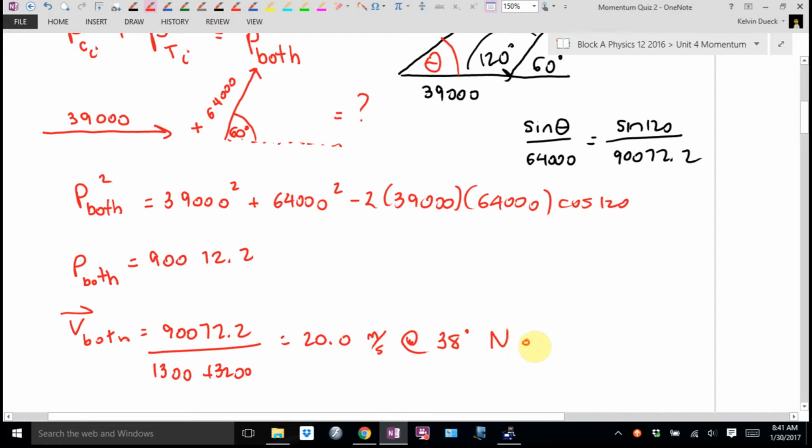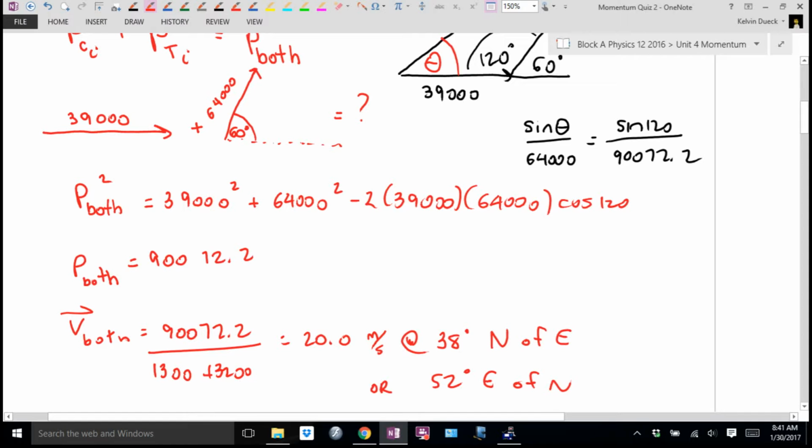And that'll be north of east. Of course, I would also accept an east of north angle, and that east of north angle would be 90 minus 38, which is 52 degrees. Now, if you got this, you get 7 out of 7.